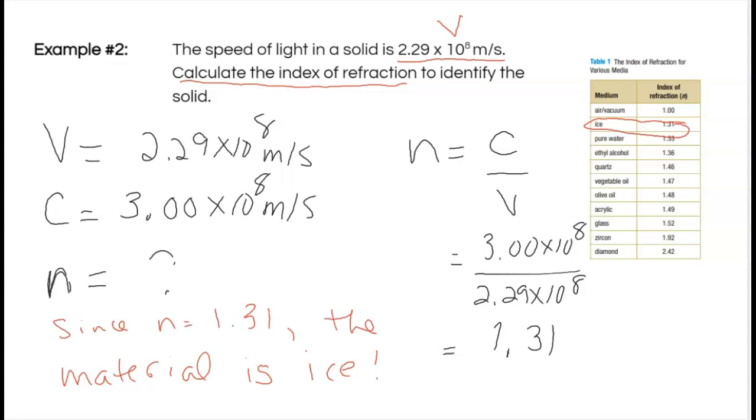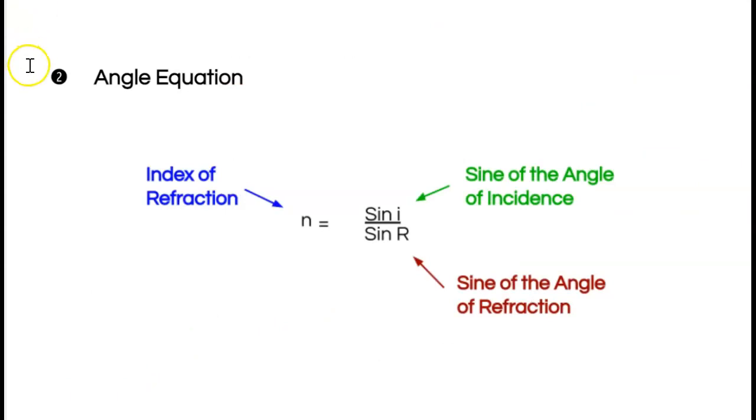Okay, we are ready to go ahead and take a look at the second of two equations relating to the index of refraction. So the second equation that we're going to look at today is called the angle equation. So it may be that you don't have information about the speed of light traveling from one medium to the other. Maybe information that you're given relates to the angles, right? So for instance, the angle of incidence.